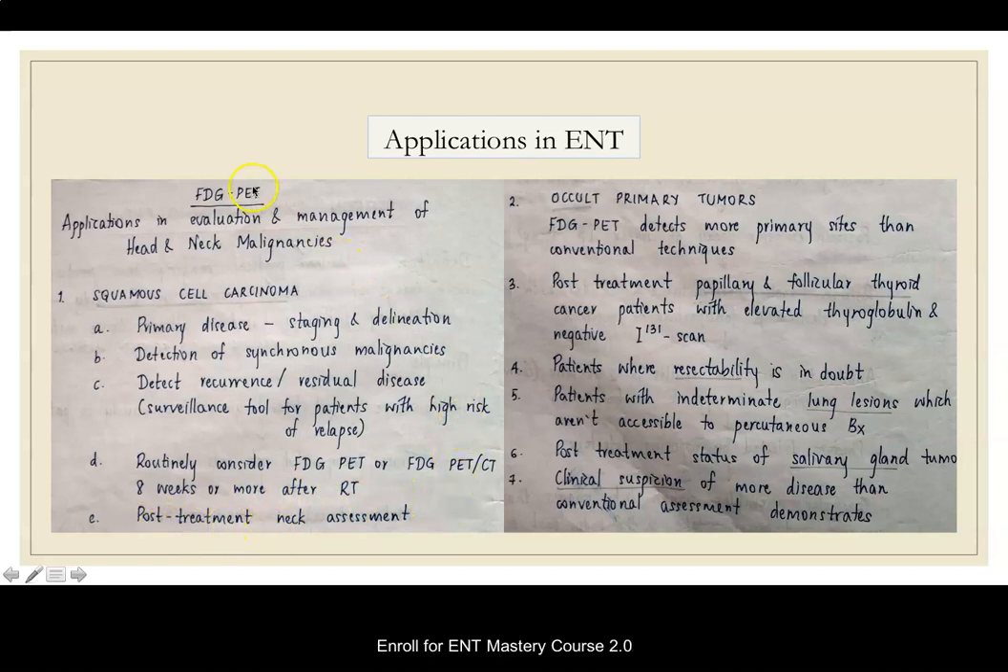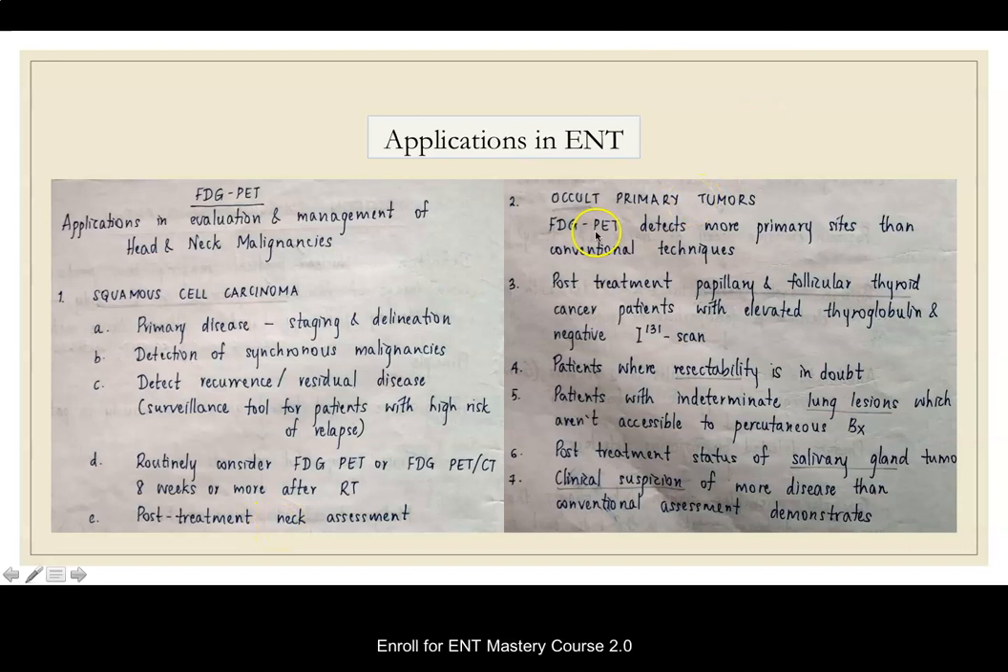So where do you use PET FDG in head and neck malignancy, especially in squamous cell carcinoma? One, to stage and delineate the primary disease, to detect synchronous malignancies, to detect recurrence or residual disease. This can be used as a surveillance tool in patients at risk for relapse. You can routinely consider FDG PET 8 weeks or more after RT. It can be used as a post-treatment neck assessment.